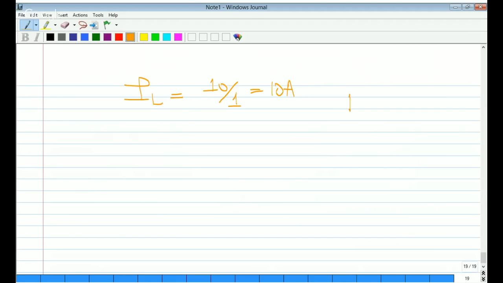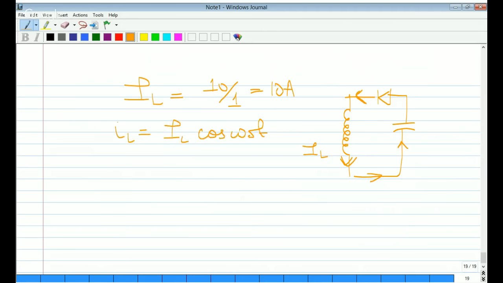Now what happens? Once the switch is opened, the circuit remains like this, in which inductor current is like this. So inductor will discharge through the capacitor. So inductor current equation would then be IL cos omega naught t, where omega naught is 1 by under root LC.